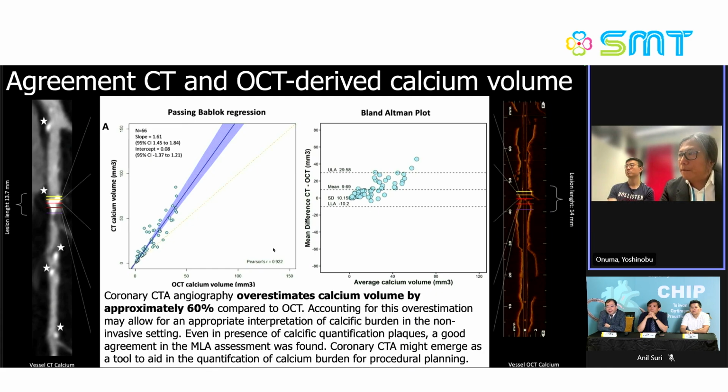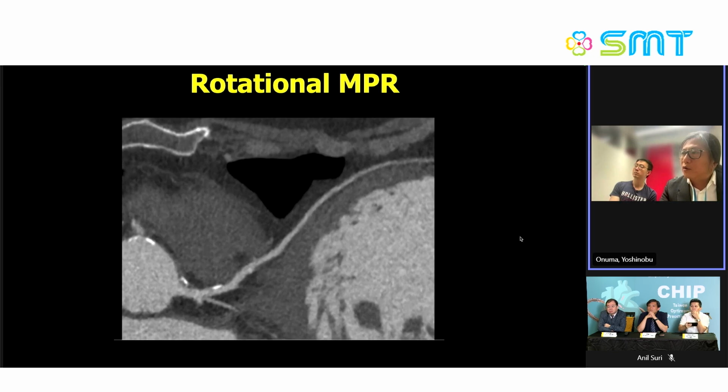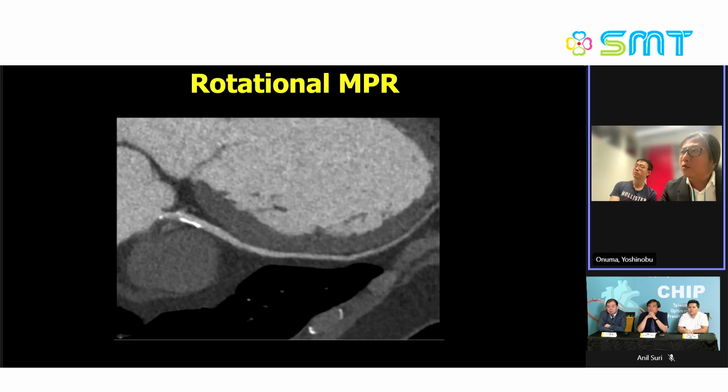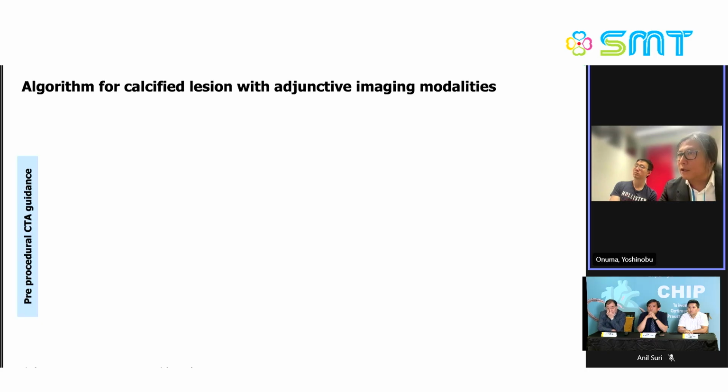But I will show you some tricks: you can modify the window width and also the window level. It's a little bit technical, but you can. This is the same image, but you just adjust the window width. Then you can really minimize the effect of the calcification on the interpretation of the CT. Also, rotating the image is helpful to not be too biased by the presence of the calcium, for example, in this case.